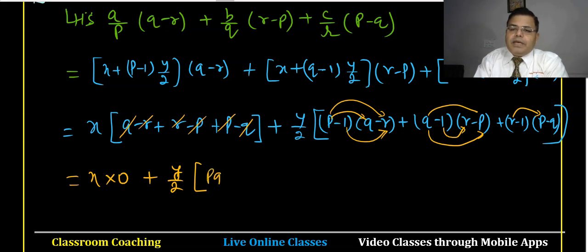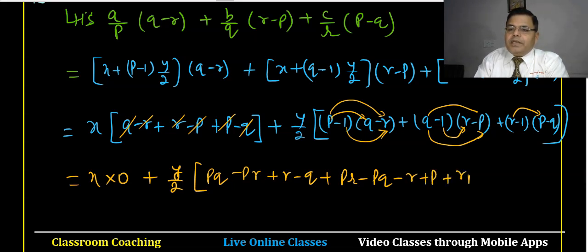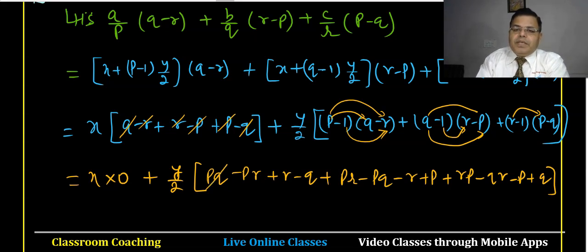You can do that. Let me write here. You can do it directly. pq minus pr plus r minus q, plus pr minus pq minus r plus p, plus rp minus qr minus p plus q, and all are vanished. pq is positive, here pq is negative, pr is negative, pr is positive, here r is positive, r is negative, q is negative, q is positive, p is negative, p is positive, and qr is negative, and pr is positive.